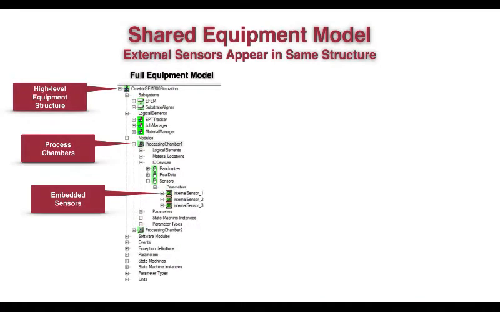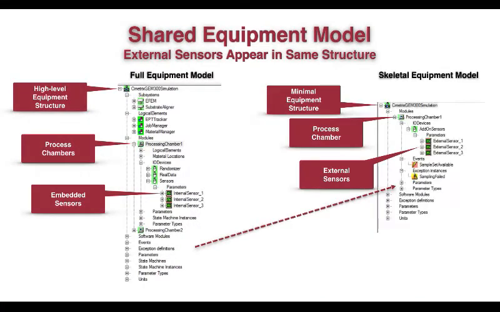And just looking at the model, this is a very big piece of it, the equipment model that holds all that data. So on the left side of this picture, you can see that the equipment structure is represented, and the process chamber in which those internal sensors appear is shown. On the right side, you have a much smaller model, a skeletal model, that has identical structure, but the external sensors appear in the same logical position as the internal sensors. And so the data that will result will have the same sort of naming convention.